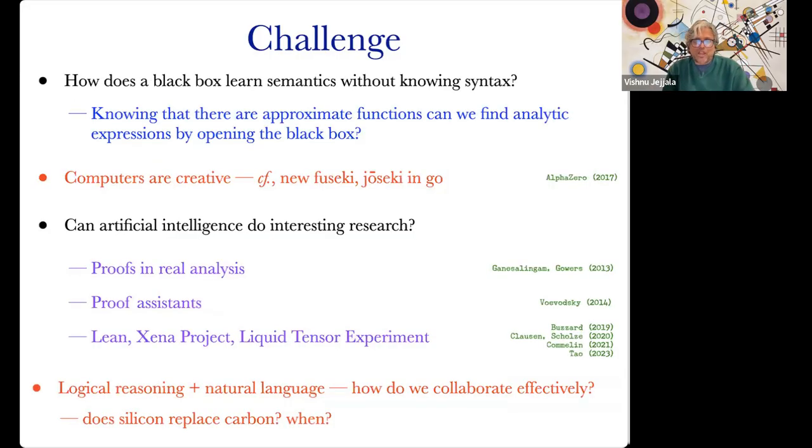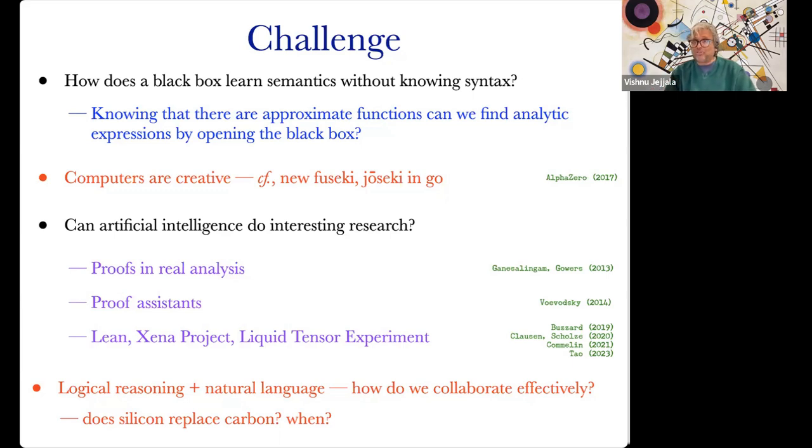So we're also trying to come up with new ways of doing mathematics. We know that neural networks, for example, are a way that we can approximate functions to arbitrary accuracy. There's in some sense a black box that knows semantics without knowing any syntax in terms of languages. Computers are becoming creative in that there are new opening sequences in Go that are devised by AlphaZero. There are proofs in real analysis that computers write, which mathematicians can't distinguish from graduate student written proofs. There are these new proof assistants like Lean that are formalizing mathematics to prevent mathematicians from making mistakes.